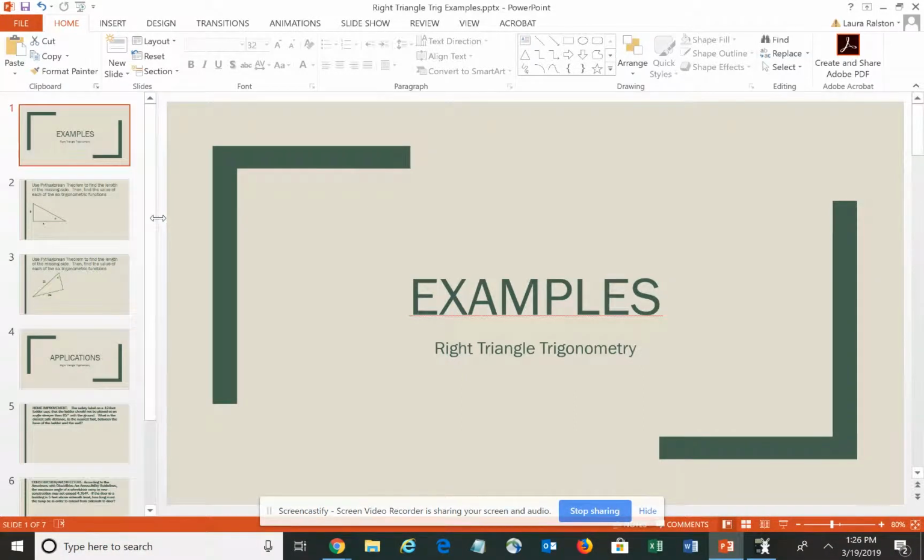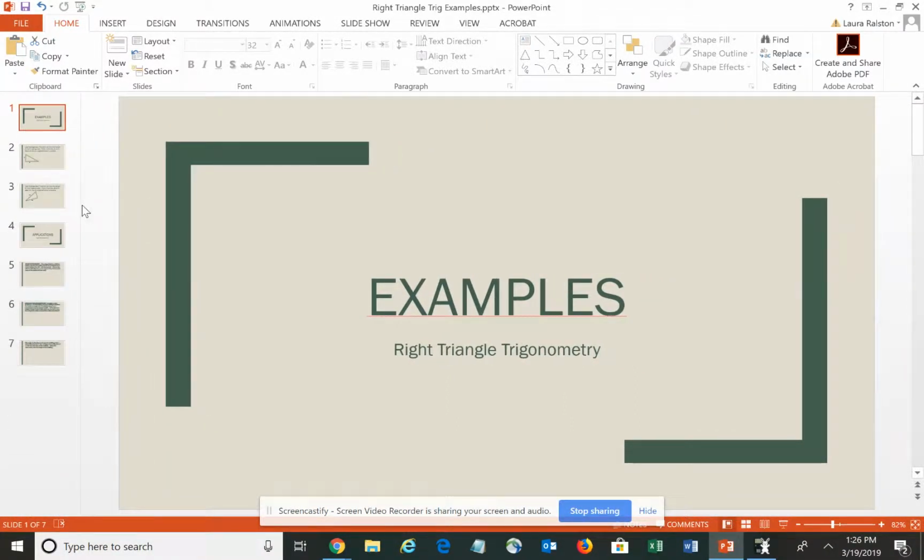We're going to take a look at some examples of how to actually use the 6 basic trigonometric functions to solve a right triangle, which is the terminology often used. And we're also going to take a look at some applications of how to use those particular functions to solve real world type scenarios. So let's begin.